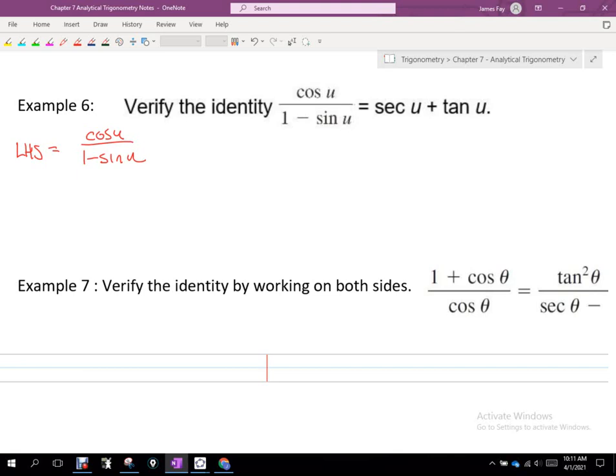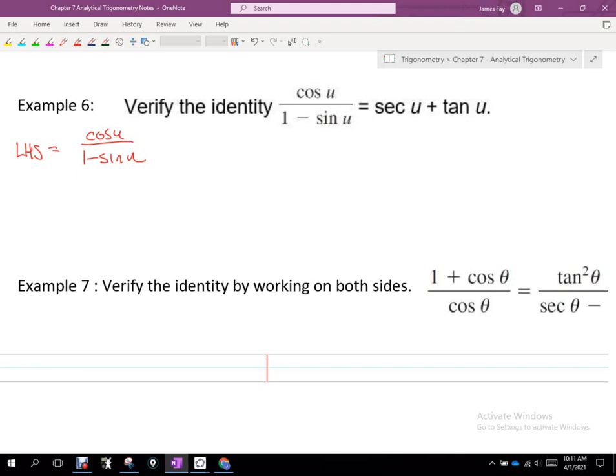Okay? What are you allowed to do to any expression? Let me phrase it this way. What can I multiply any expression by so that it doesn't change the value or what the expression does, but it changes the way it looks? Multiply by 1. Okay? And that's what we're going to do here. We're going to multiply by 1. If I just multiply by 1 over 1, it's not going to change the way it looks, right?